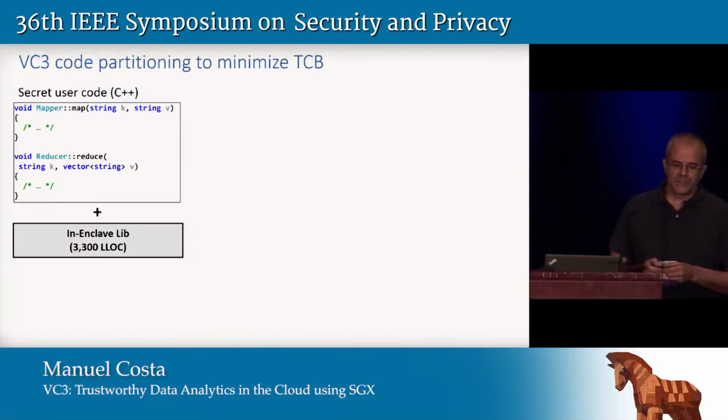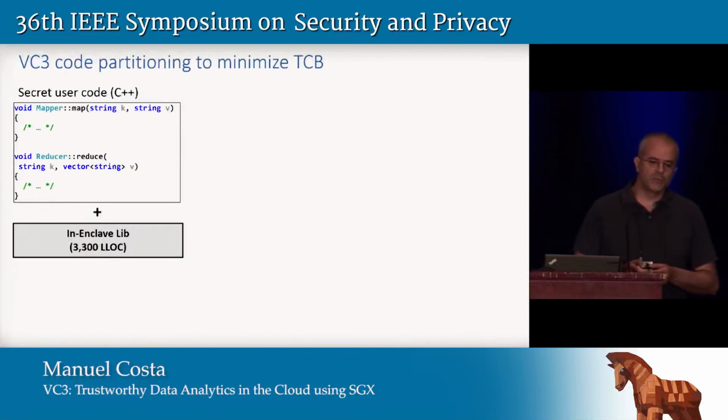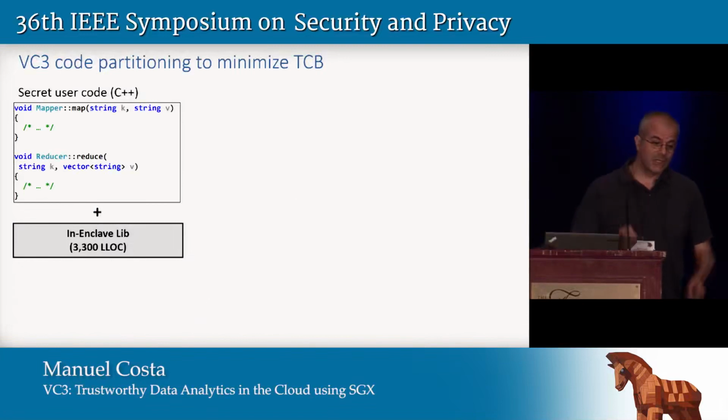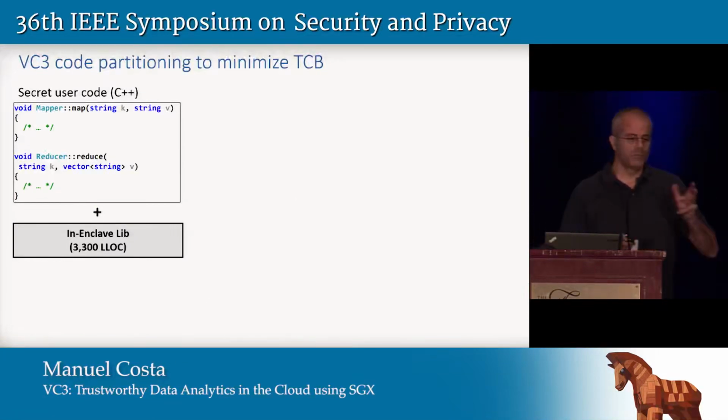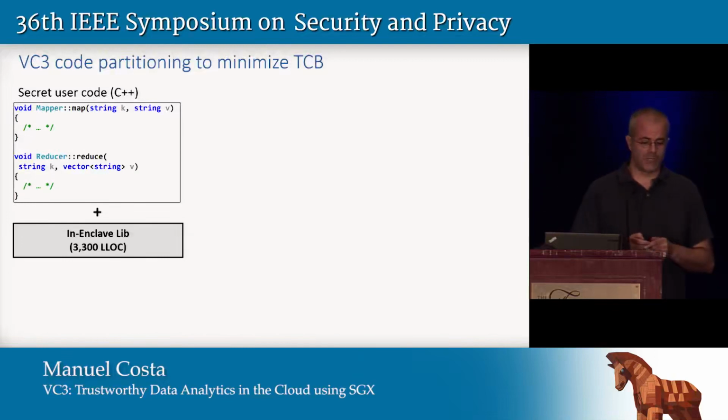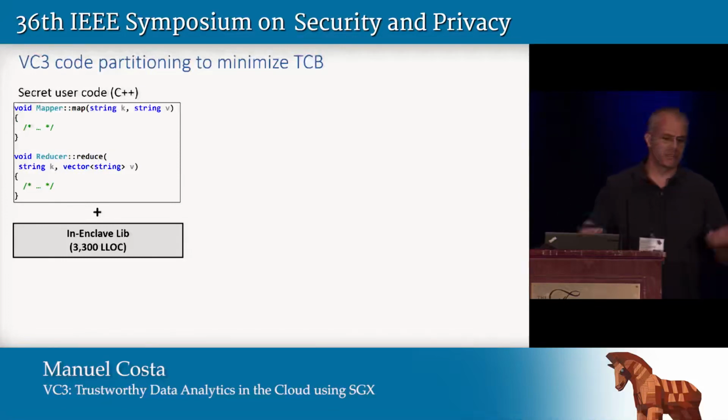Okay, so the first challenge is to partition the system to minimize the TCB. So what we did there was we defined a simple programming model, the traditional map-reduce programming model, and users write code in C++. They write map and reduce functions. We link that user data analytics code with a small library that includes, in our prototype, mathematical and string functions. So these would be typically data analytics libraries.